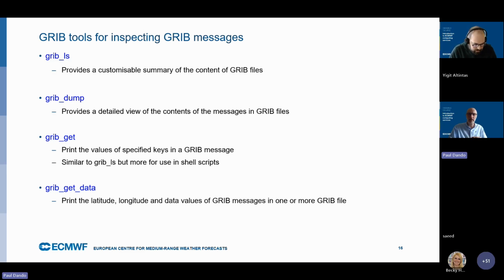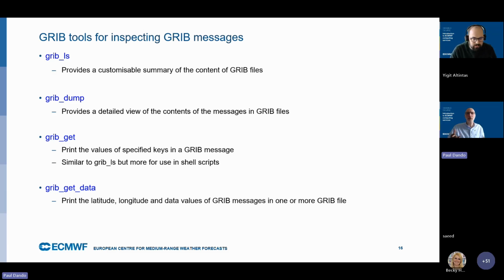You can see all of the keys that are encoded. You can get it in the format of the WMO documentation so that you can really match it across with the WMO documentation. There's then a tool called GRIB get. This works in a very similar way to GRIB ls, although GRIB ls is more for interactive use, whereas GRIB get is more to be used in shell scripts. And this allows you to print or get values of specified keys from GRIB messages.